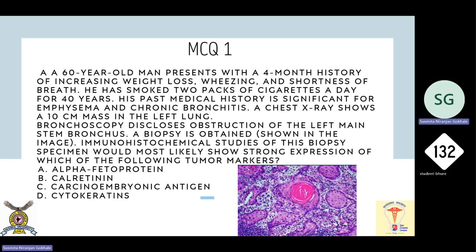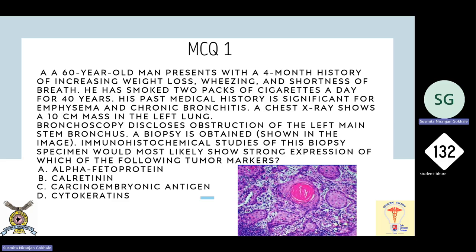Firstly, there is alpha fetoprotein, which is typically associated with germ cell tumors and hepatocellular carcinoma. So it has nothing to do with the lungs, and we'll eliminate this option. Next is calretinin. Calretinin is commonly used to identify mesothelioma, which is often related to the pleura, not the lungs. Hence, we'll eliminate this option. Next one is carcinoembryonic antigen. As we studied, it is mainly related to the GIT and less specific for the lungs, but it is also expressed in lung adenocarcinomas. So this can be kept as an option.